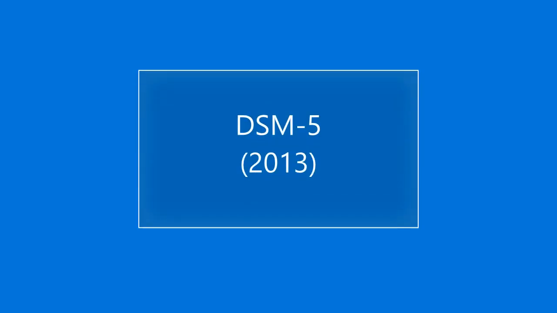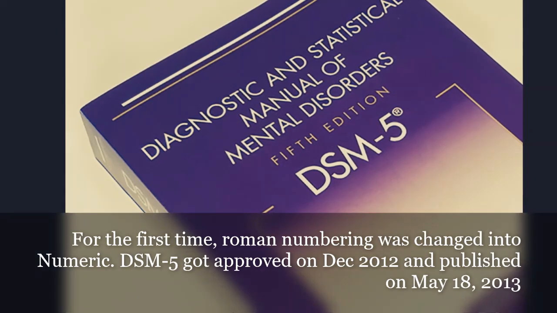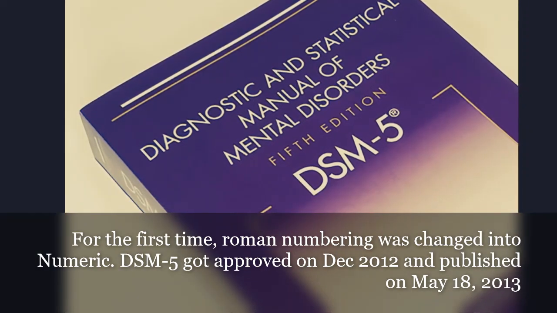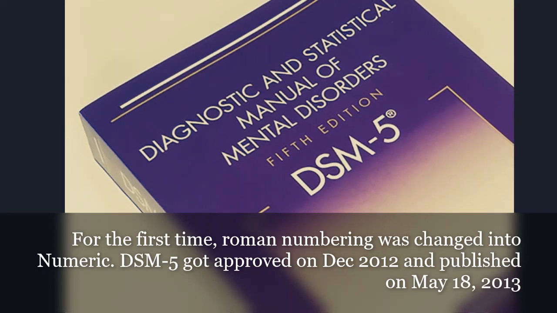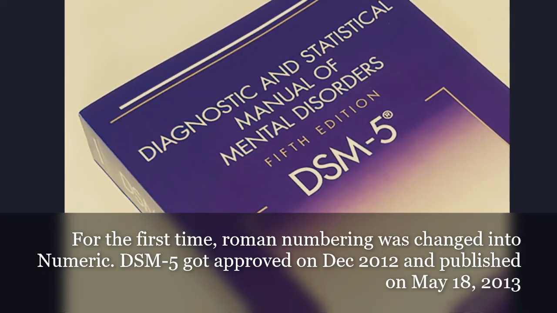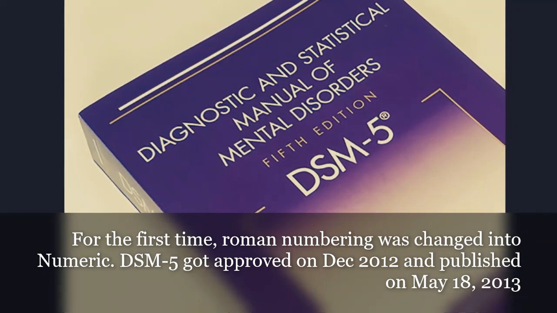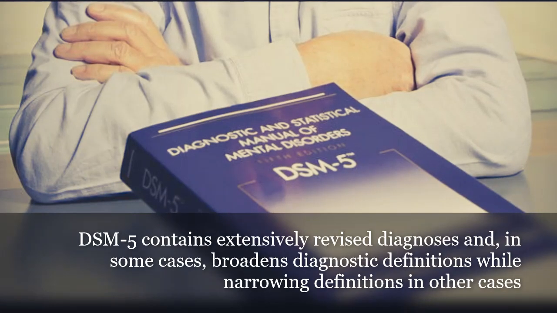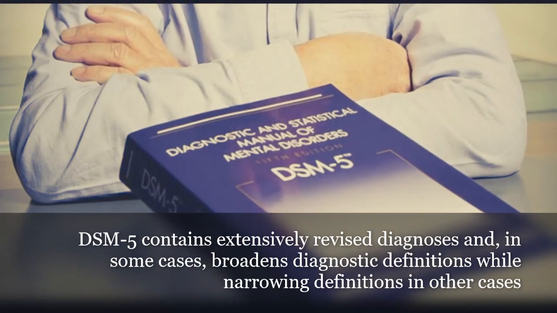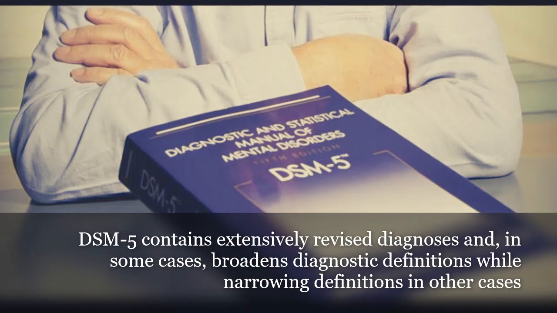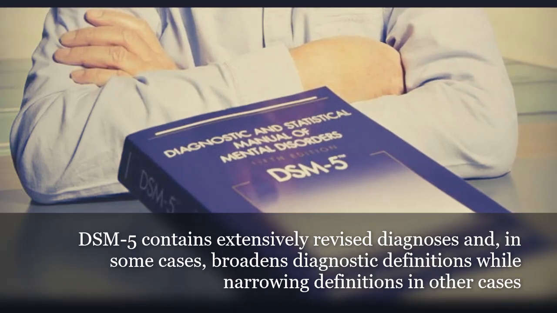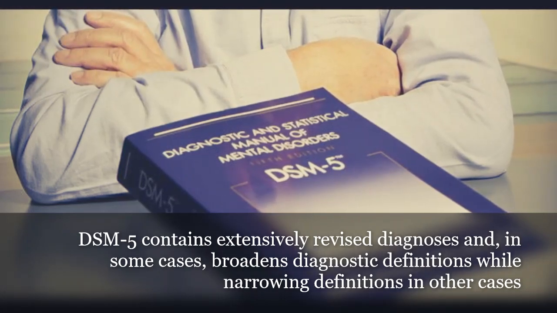Then came the DSM-V. For the first time, Roman numbering was changed into numeric. DSM-V was approved in December 2012 and was published on May 18, 2013. DSM-V contains extensively revised diagnoses and in some cases broadens diagnostic definitions while narrowing definitions in other cases.